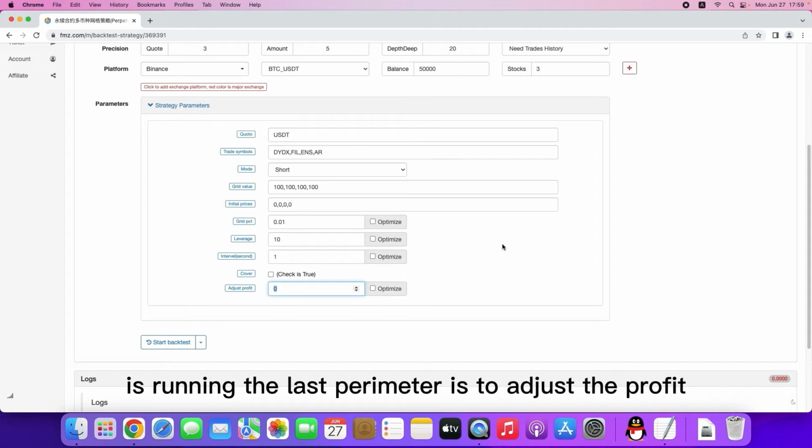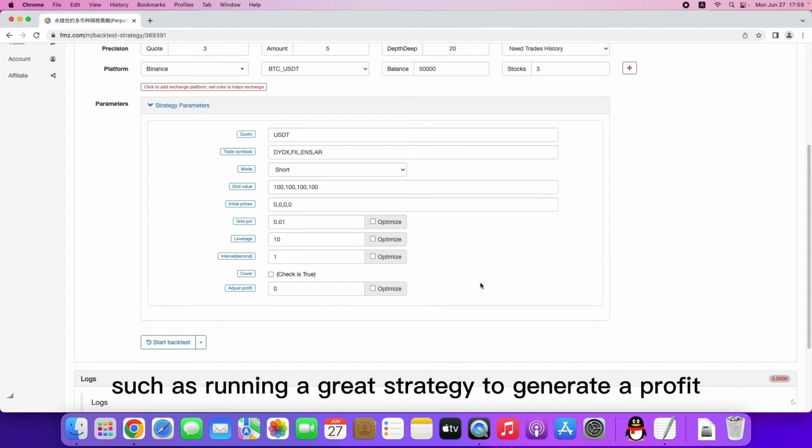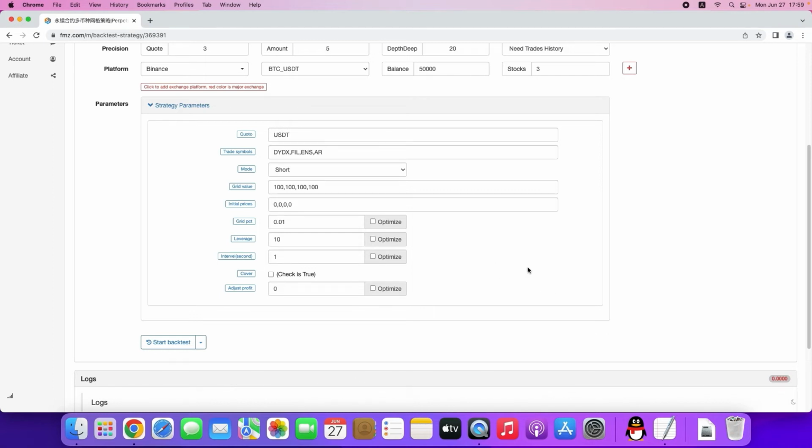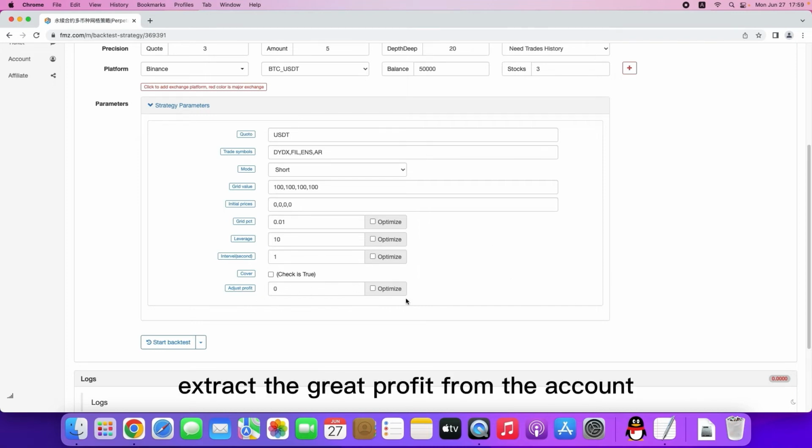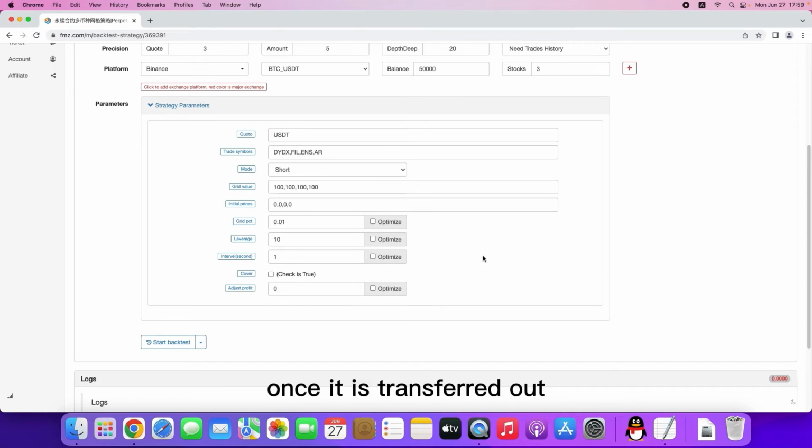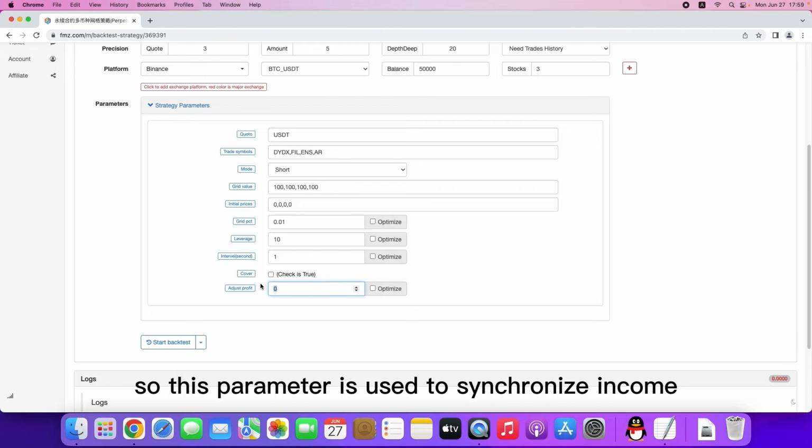The last parameter is to adjust the profit, such as running the grid strategy to generate a profit, earning 100U, 200U, 300U, etc. At this time, if you want to extract the grid profit from the account, once it is transferred out, the profit data will be messed up. So this parameter is used to synchronize income.